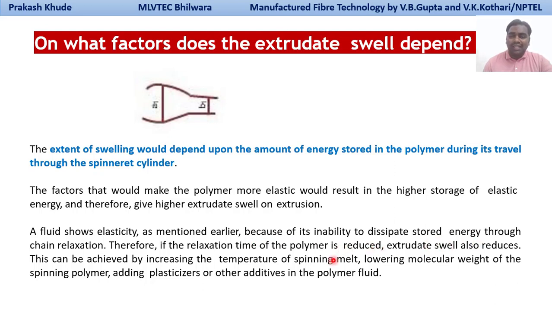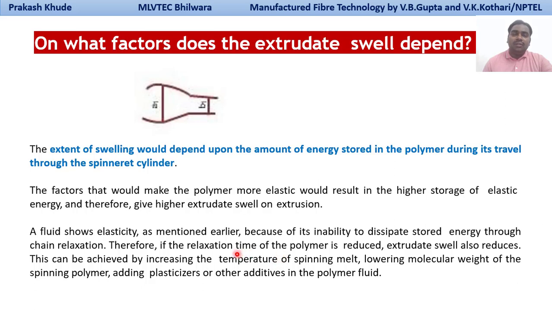So how can we reduce this? If you reduce the relaxation time which has been given for the polymer to recover from its original conditions, in that case the extrudate swell can be reduced. This can be achieved by increasing the temperature of your melt spinning, or we can lower the molecular weight of the spinning polymer, or we can add a plasticizer or certain additives in the polymeric fluid. So these are the 4 different ways we can reduce the extrudate swell.